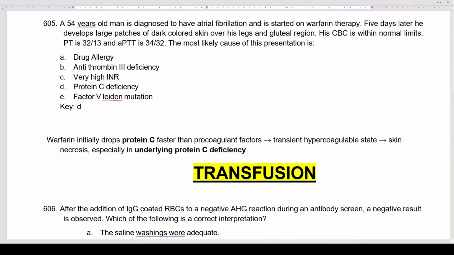So the immediate management is we have to stop warfarin therapy. We have to give vitamin K to the patient, and we will start heparin, and you can give protein C concentrate to the patient, or FFPs if it is severe.